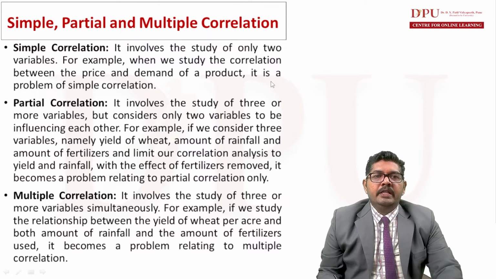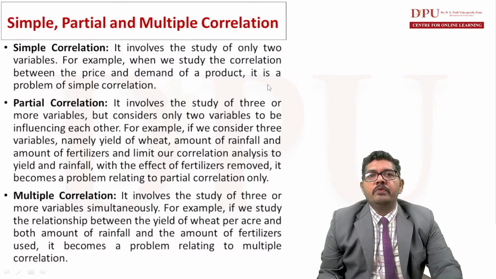Simple correlation involves the study of only two variables. For example, when we study the correlation between the price and demand of a product, it is a problem of simple correlation, because there is only one independent variable, that is the price, right? And there is only one dependent variable. So the dependent variable is always one. So that is what simple correlation is.